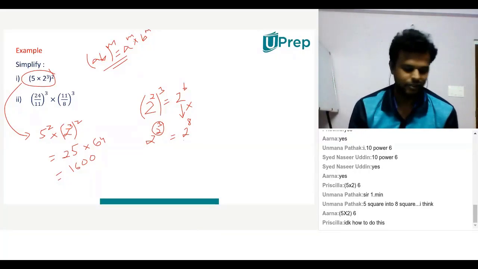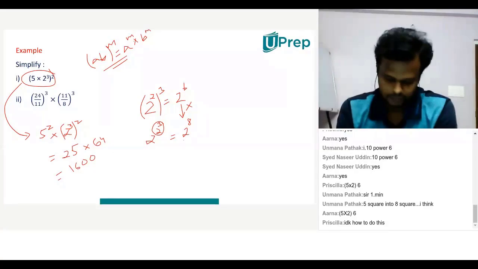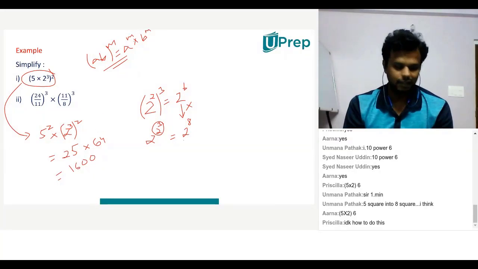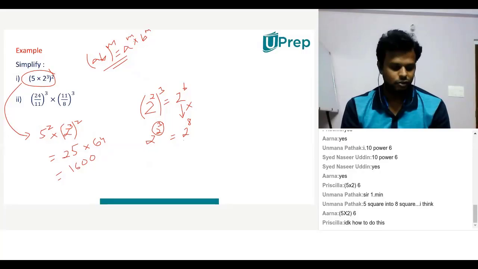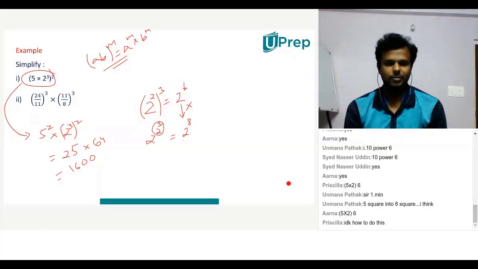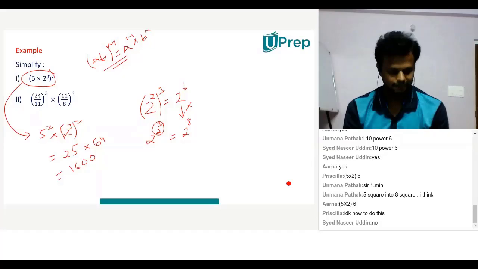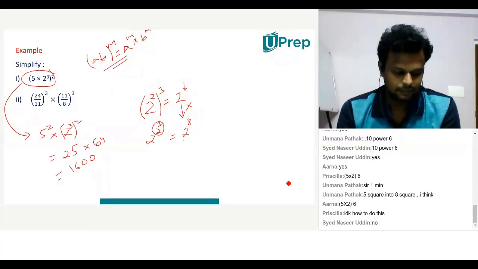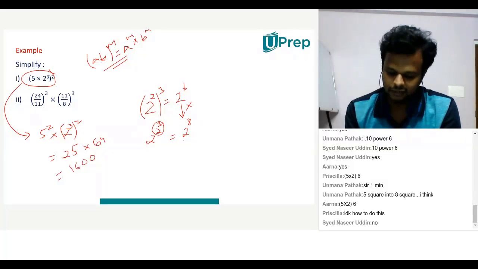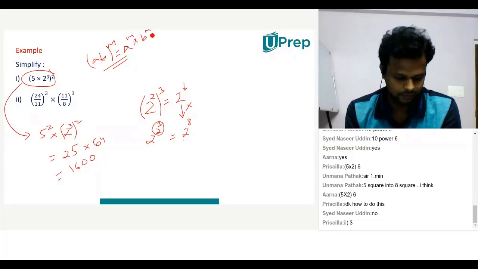No, Priscilla, no problem. So if we use this law, (ab) whole power m is a power m into b power m, this is the answer we get. Children, are we clear here? Somebody who has still not understood, please type a no in the chat box so that I can help you once again. No, okay, no problem. So those who have not got it, please observe me here. According to this formula, I have a as 5 and b as 2 cube.